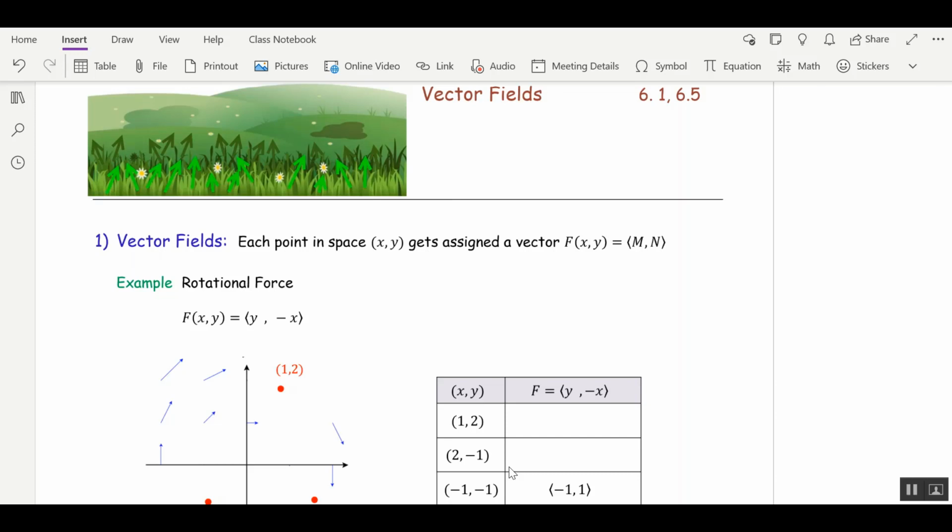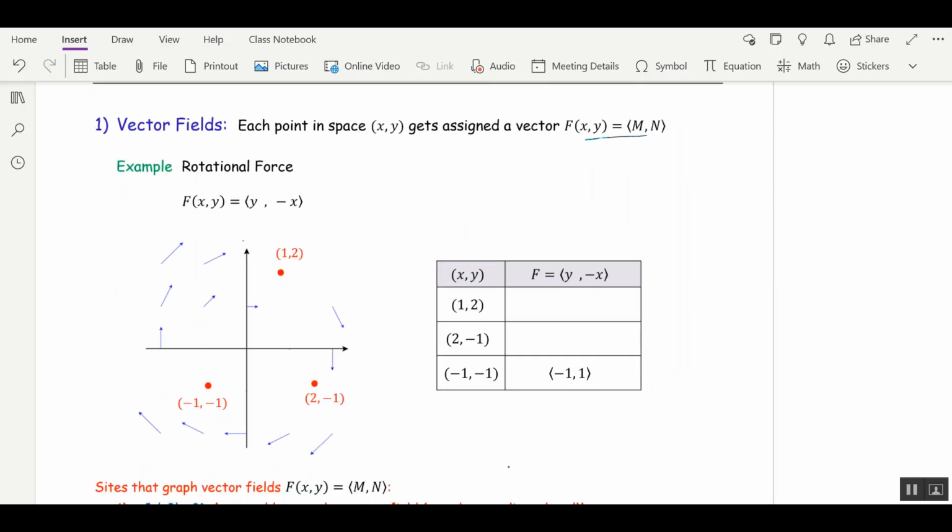Today we're going to do 6-1 and 6-5 combo. So let's start with a vector field. What is it? A vector field is simply a function that assigns to each point in the plane a vector. And so this is a two-dimensional vector field, and we can also have three-dimensional vector fields. Down here, I've got an example of a vector field.